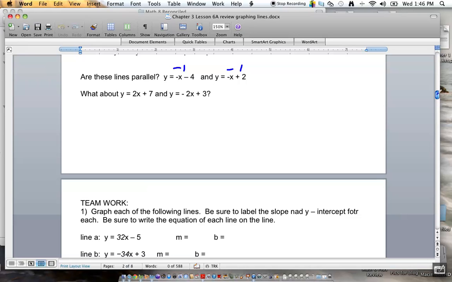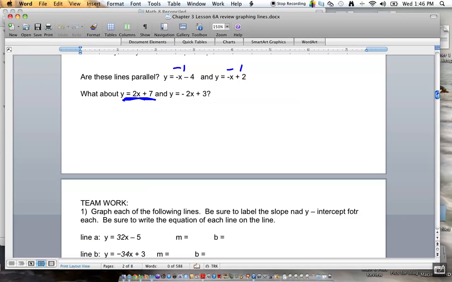Next, what about the lines y equals 2x plus 7 and y equals negative 2x plus 3? Are those lines parallel? Selena, yes or no? What word is associated with this? No. Good. What's the slope of the first one, Selena? Slope is always the number in front of the x. What's the slope?